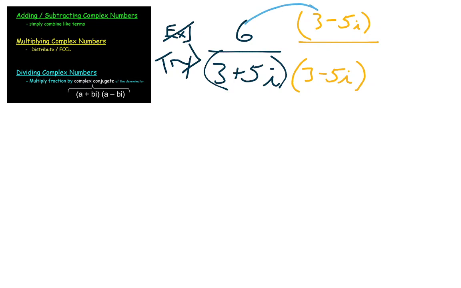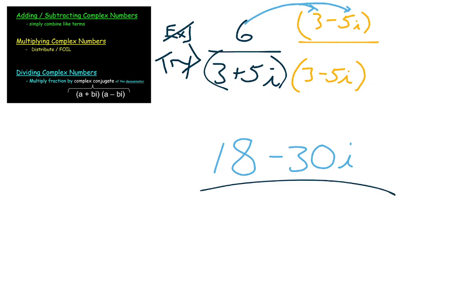Up here in the top, it's actually quite simple. You just take 6 times 3, and 6 times negative 5i is negative 30i. Now in the denominator, I'm multiplying conjugates together. When you multiply conjugates, special things happen. The numbers in the middle, which come from these two distributes, are going to cancel out. But there are other numbers that you get.